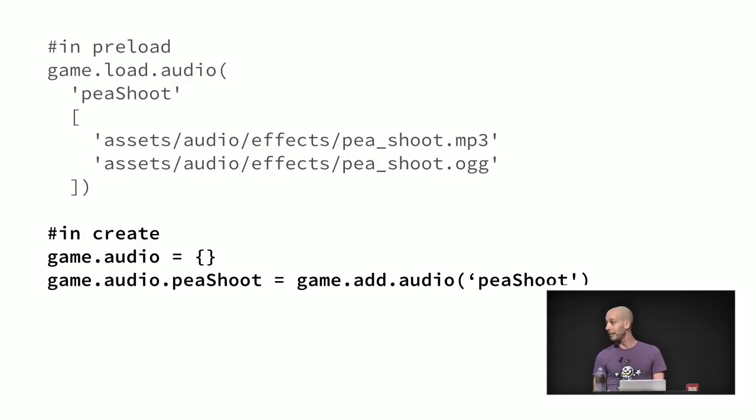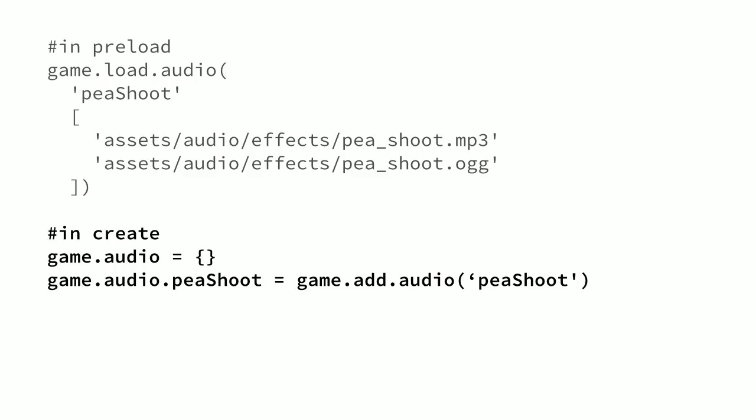Then in our create, I'm going to make a game.audio property, and I'm going to put into that object a few different sound effects. So I might put pshoot in there. Now, this doesn't play it. This just gives me back, with game.add.audio and a reference to that asset, pshoot, something I can call play on.